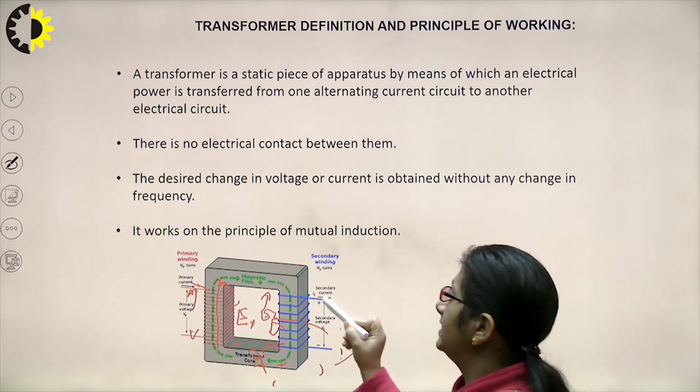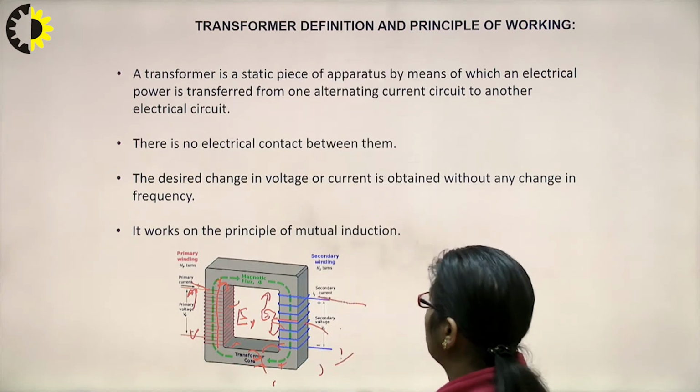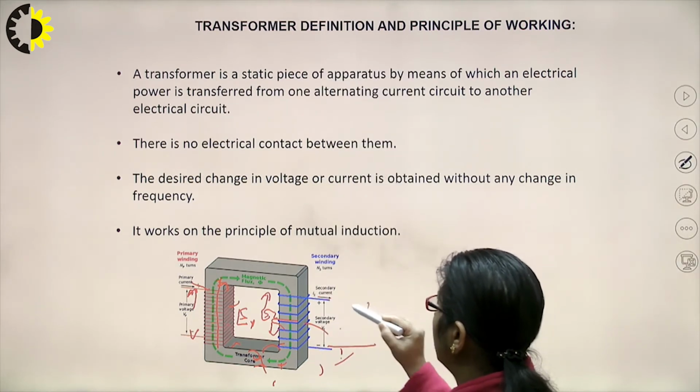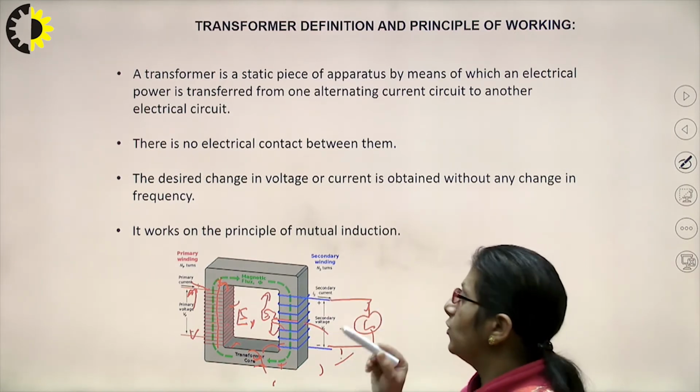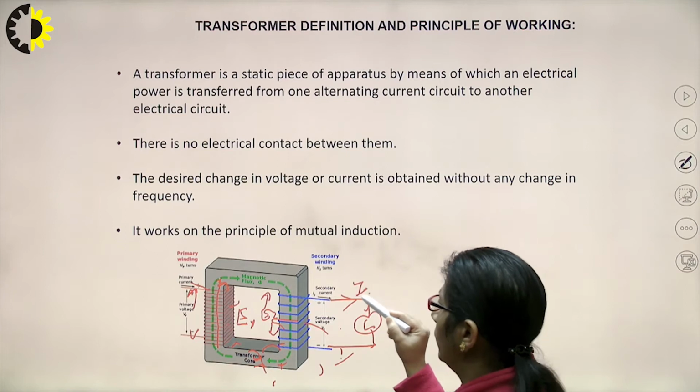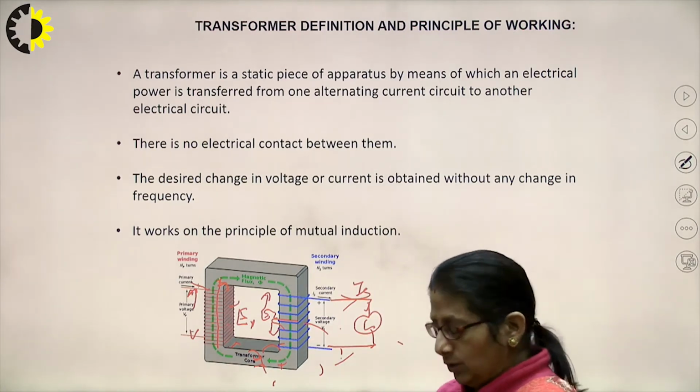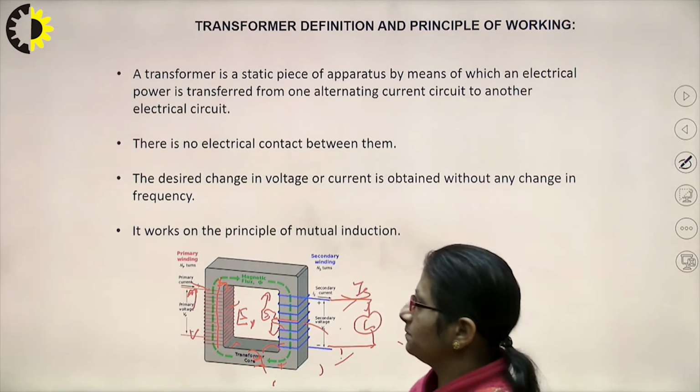Now, if the secondary circuit is completed, if the secondary circuit is connected with a load of some kind, so that this circuit is completed, in that case, obviously, I will have a secondary current flowing, right. So, this is how the transformer works.